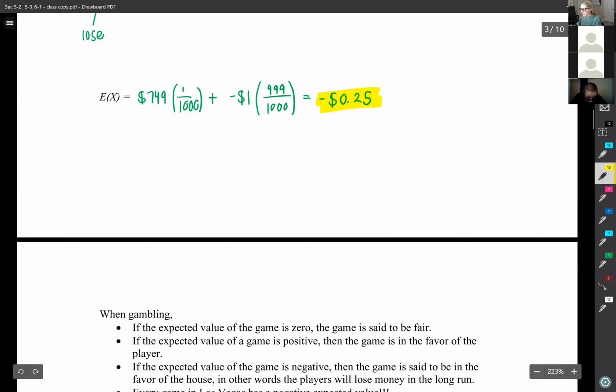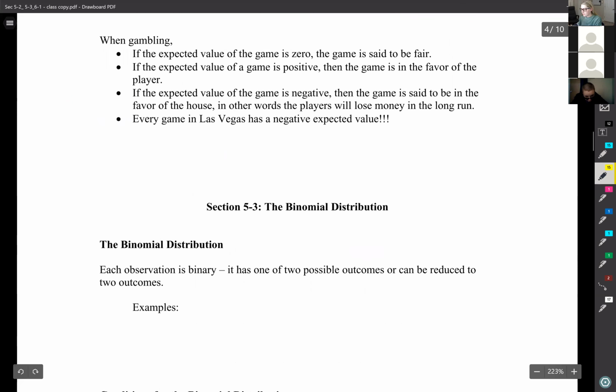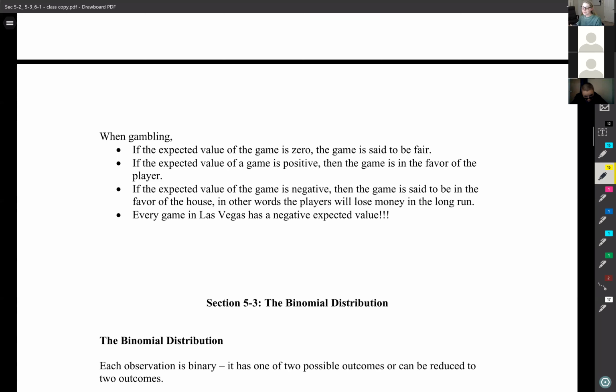Okay, and then at the bottom of this section, the last thing in this section talks about gambling and expected value, which I think is kind of interesting. So if the expected value of the game is 0, then the game is said to be fair. If your expected value of a game is positive, then the game is in favor of the player, because that means on average, people are winning. So your gain is positive. So you're walking away with something. And if the expected value of the game is negative, the game is said to be in favor of the house. So in other words, the players lose money in the long run.